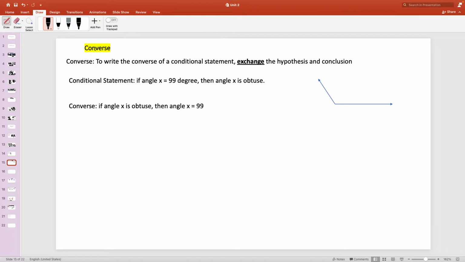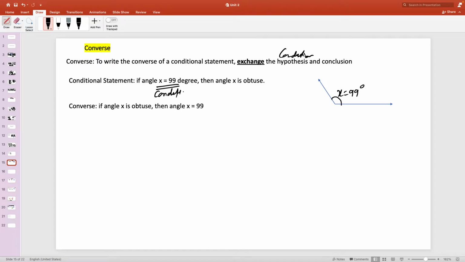This concept is very important now. Converse. How do you write a converse? To write the converse of a conditional statement, you just need to exchange the hypothesis, which you can think of as the condition, and the conclusion. Let's look at this conditional statement. I'll explain this better. If angle x is equal to 99 degrees, then angle x is obtuse. In this picture, angle x is 99 degrees. So here the condition is angle x is equal to 99 degrees, correct?